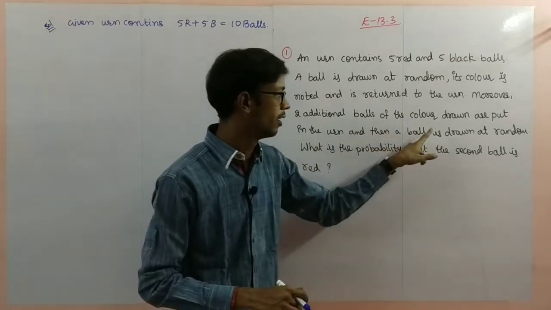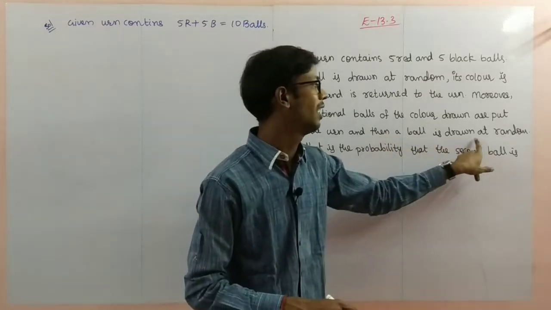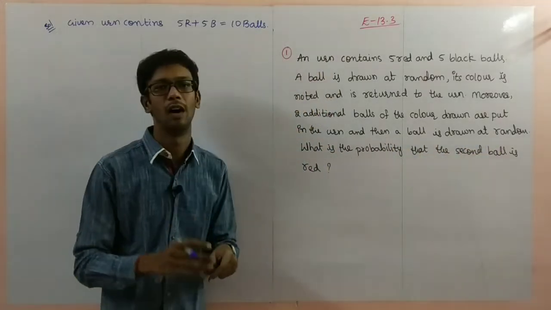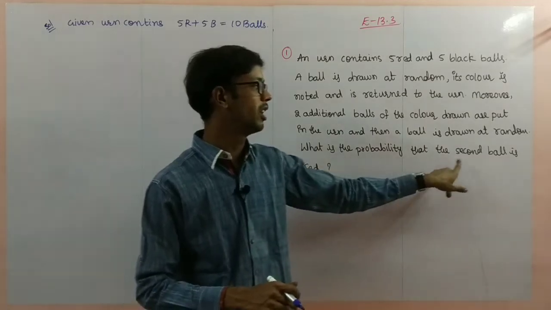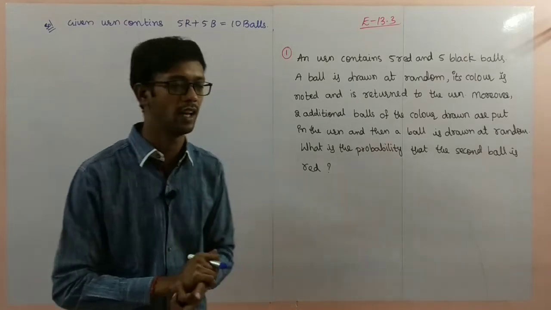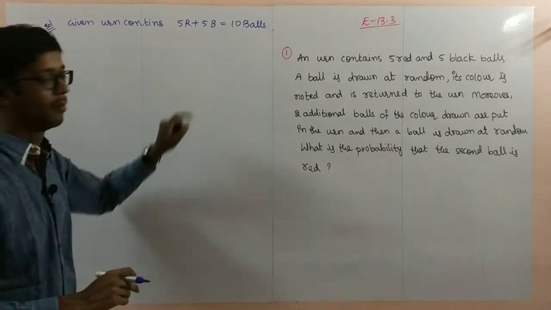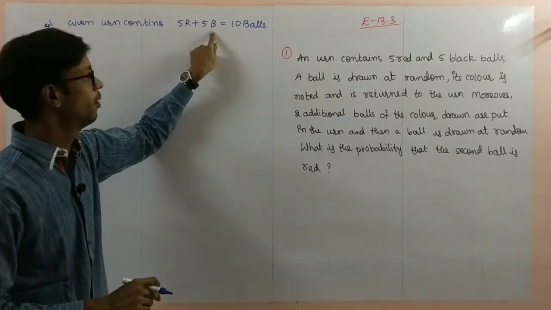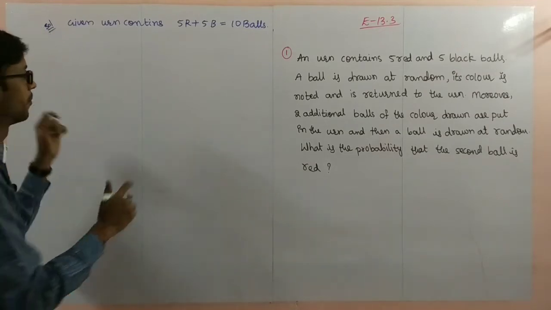That is given in the urn, and then a ball is drawn at random. After that, again one more ball is drawn. What is the probability that the second ball is red? The second ball is red is asked. Concentrate and do this problem. First of all, given 5 red balls, 5 black balls, that is 10 balls.